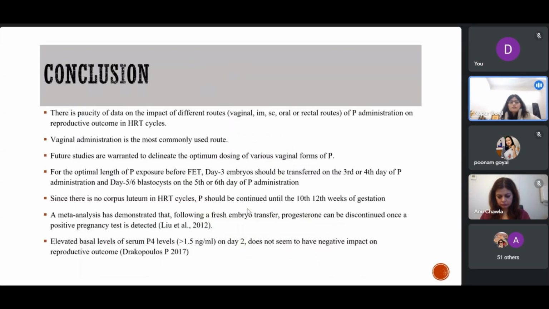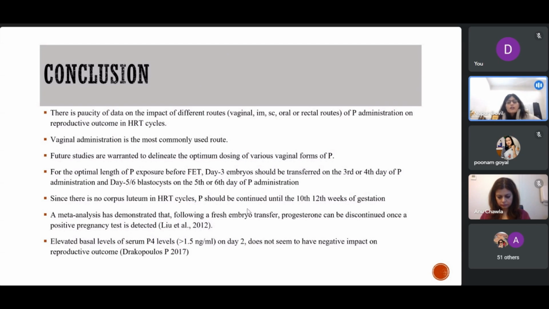So there is a paucity of data on the impact of different routes of progesterone. Vaginal administration is the most commonly used route. Future studies are required to delineate the optimum dosing of various vaginal forms of progesterone. A day 3 embryo should be transferred on the 3rd or 4th day of progesterone, and a blastocyst can be transferred on the 5th or 6th day of progesterone. Progesterone should be continued till 10 to 12 weeks of gestation in HRT cycles. A meta-analysis demonstrated that following a fresh embryo transfer, progesterone can be discontinued once a positive pregnancy test is detected.